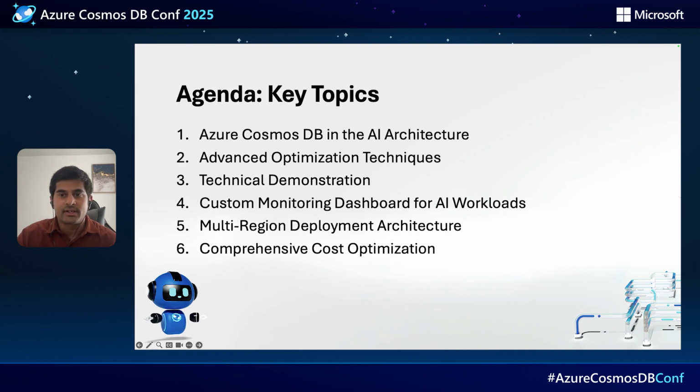In the technical demonstration, I will quickly give an example of how Azure Cosmos DB handles real-time AI pipelines. Going further, in custom monitoring dashboards, we will discuss how to track and manage AI workloads effectively. In multi-region deployment architecture, we will go through how Cosmos DB ensures global availability. And finally, in cost optimization, I will discuss ways to reduce costs while maintaining high performance. So let's start with the role of Cosmos DB in AI architecture.